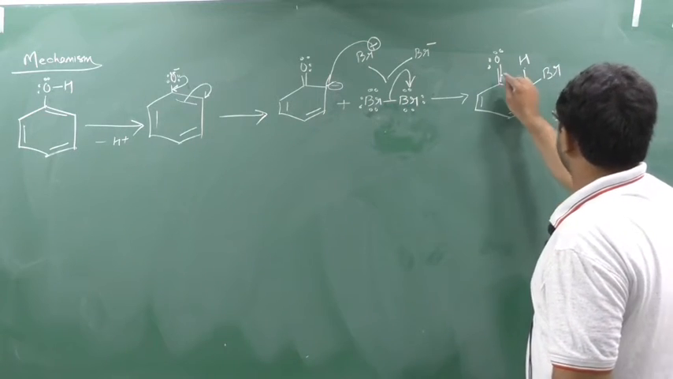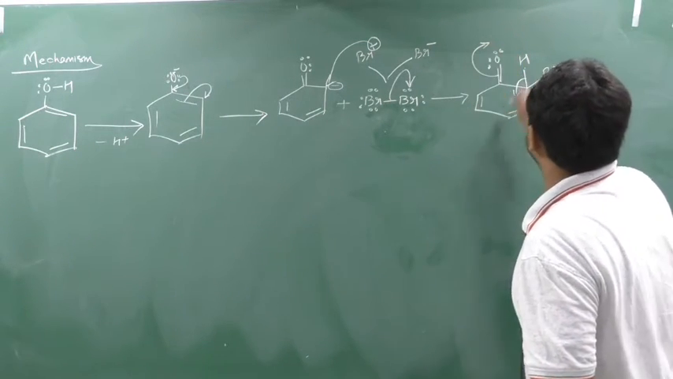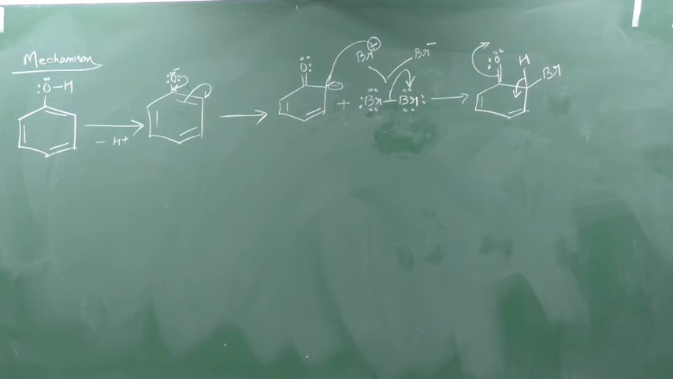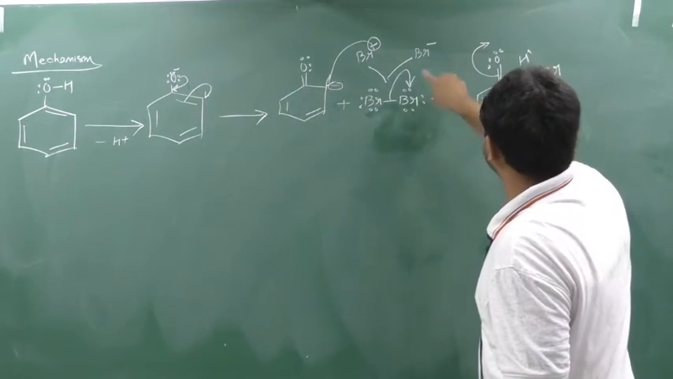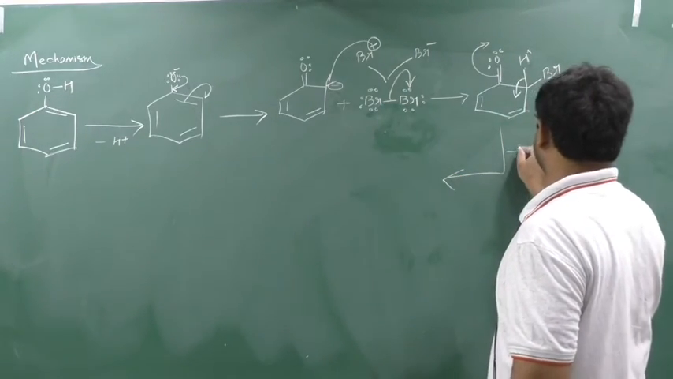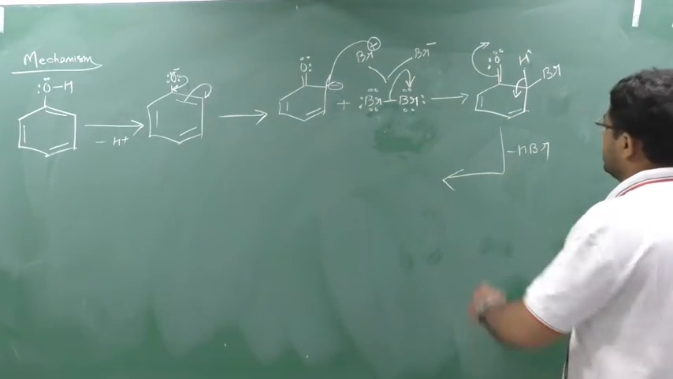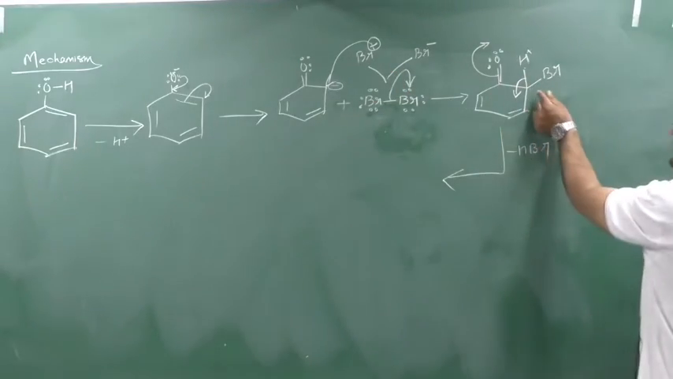So your new bond is formed, so this old bond will be broken and this H will be removed as H plus. So there is an H plus here and there is a Br minus here. What generation will take place? HBr.